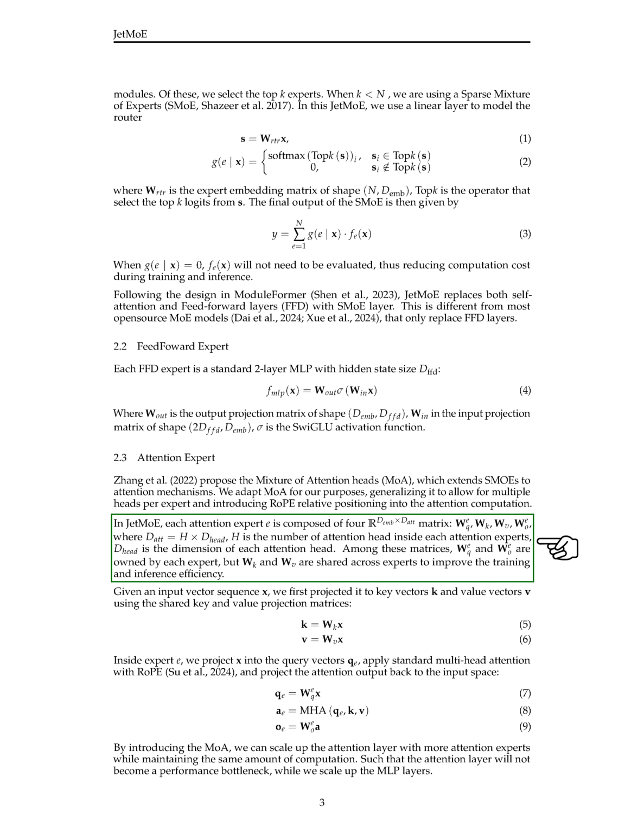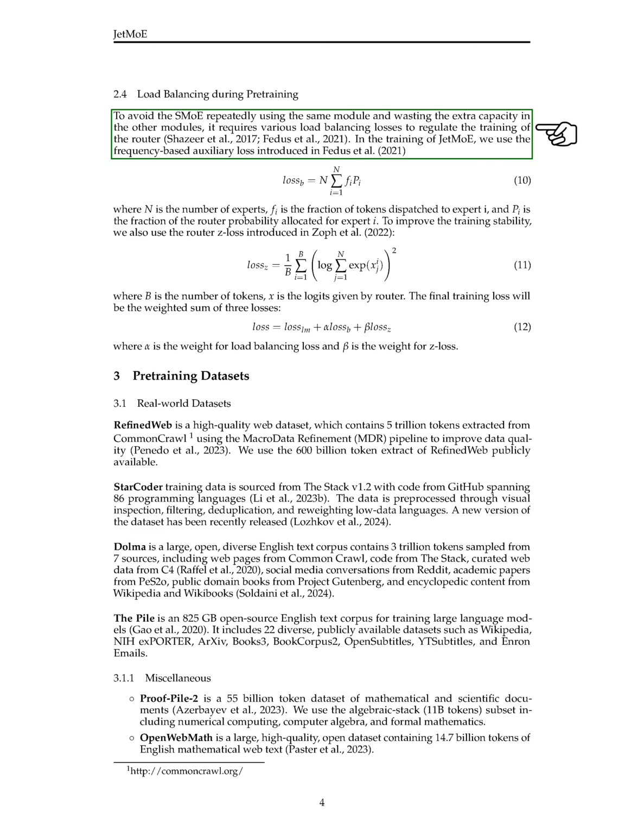By introducing MoE, we can increase the attention layer's capacity with more experts without increasing the computational load significantly. This prevents the attention layer from becoming a performance bottleneck as we scale up the MLP layers. To ensure balanced training during pre-training, we implement various load balancing techniques in the JetMoE to prevent one module from being overused while others remain underutilized. This involves load balancing losses to regulate the training of the router.